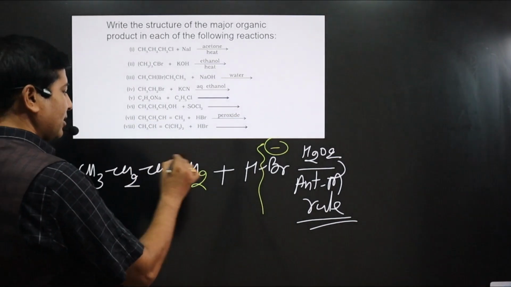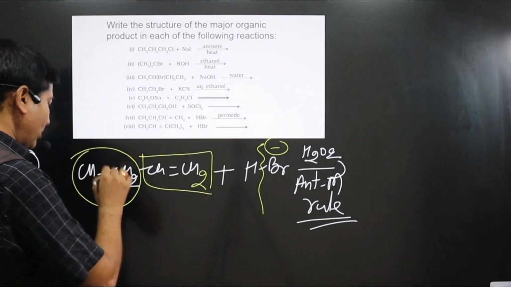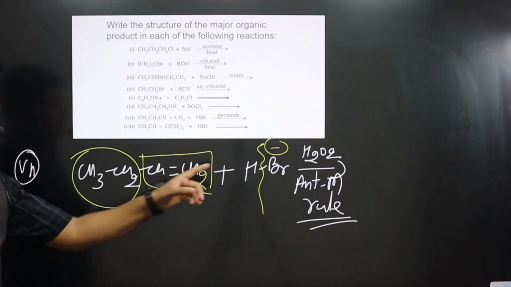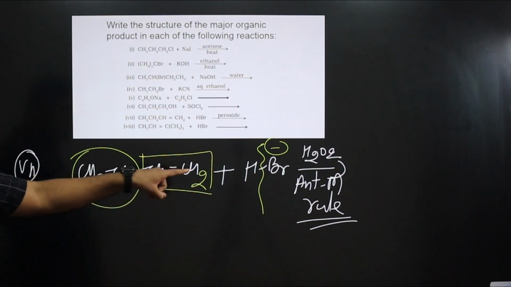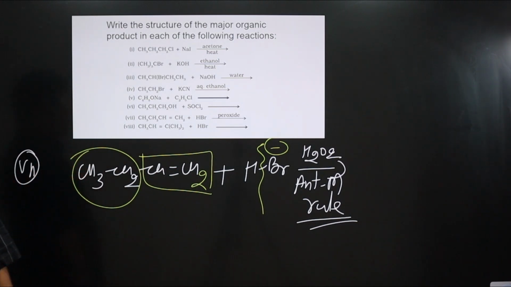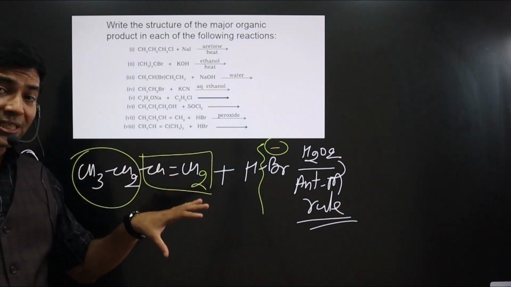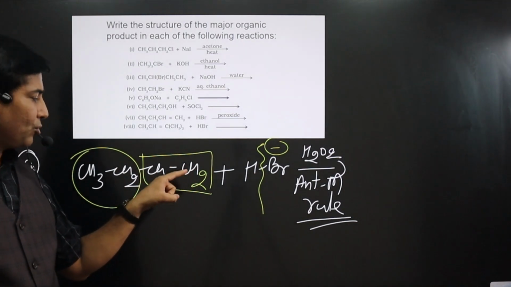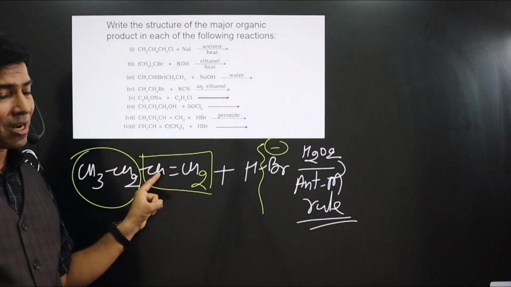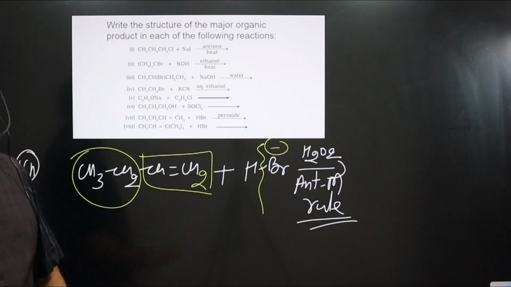Focus on the double bonded system. You should not focus on this side. It is having more number of hydrogens than Br minus and will attach here, but it is not a part of the double bonded system. You can see these two carbons are part of the double bonded system. So you should focus on these carbons, only on these carbons, when we are attaching the Br minus anion.